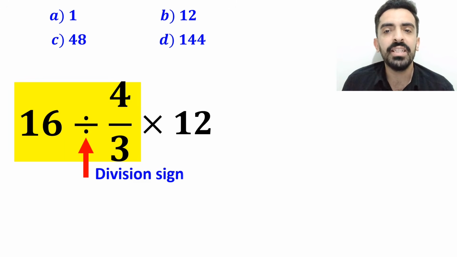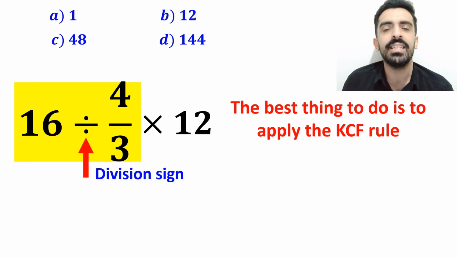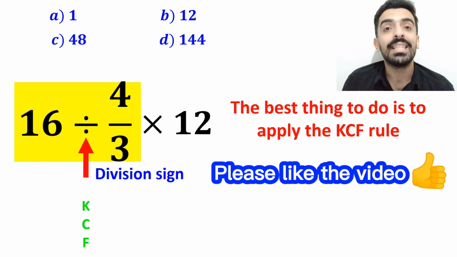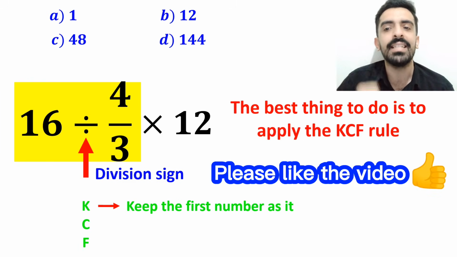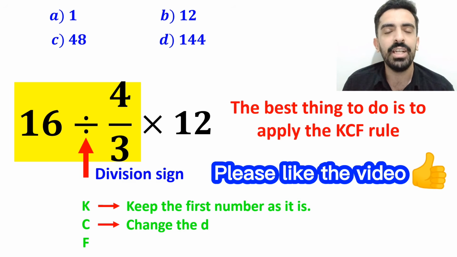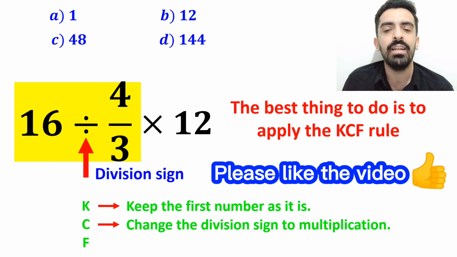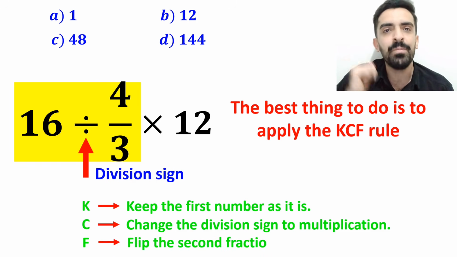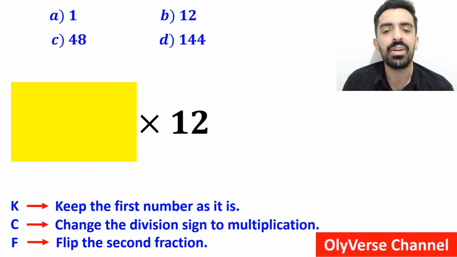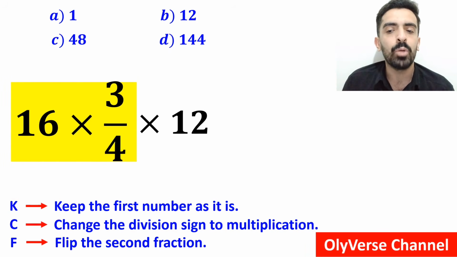Okay, whenever we see a division sign between two terms, the best thing to do is to apply the KCF rule. In this rule, K stands for keep the first number as it is, C stands for change the division sign to multiplication, and F stands for flip the second fraction. So, we remove the highlighted part and write this expression as 16 multiplied by 3 over 4.